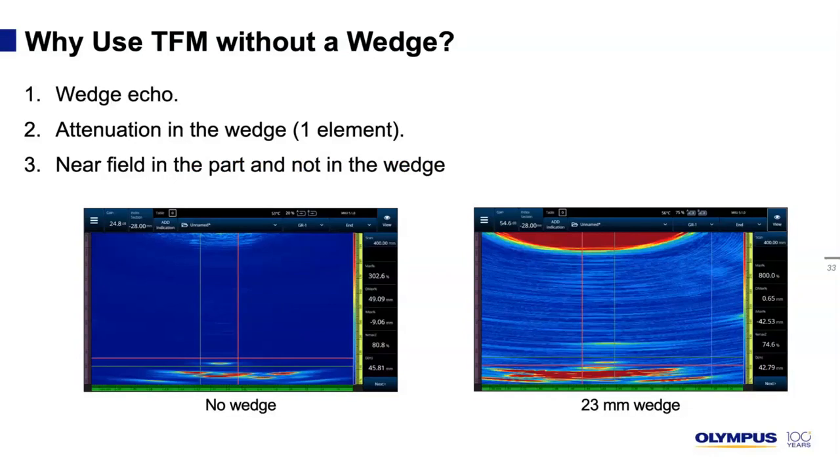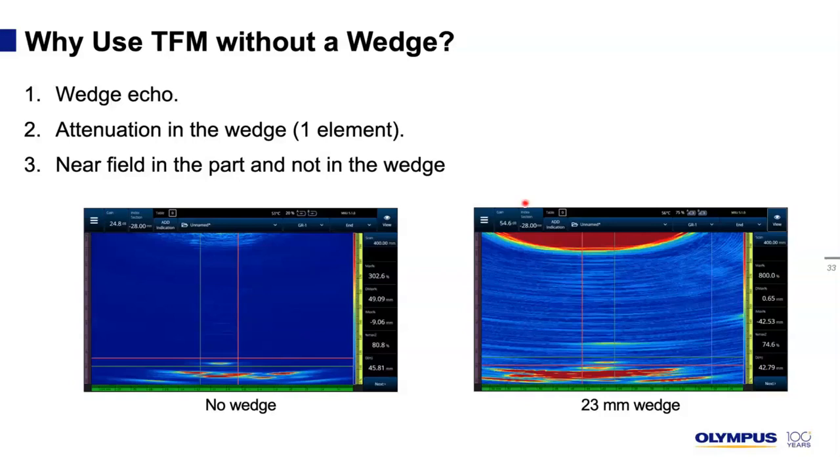Number 2, we do not lose any signal strength in the wedge, so no wedge attenuation is involved. And number 3, also remember that TFM is focused everywhere, but only as long as we stay in the near field of the probe. If we add a wedge, a delay line, it means that part of this near field is now in the wedge and not in the material where we actually want to focus.